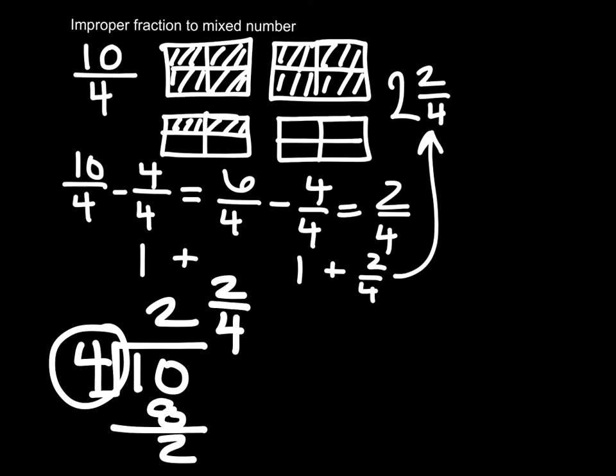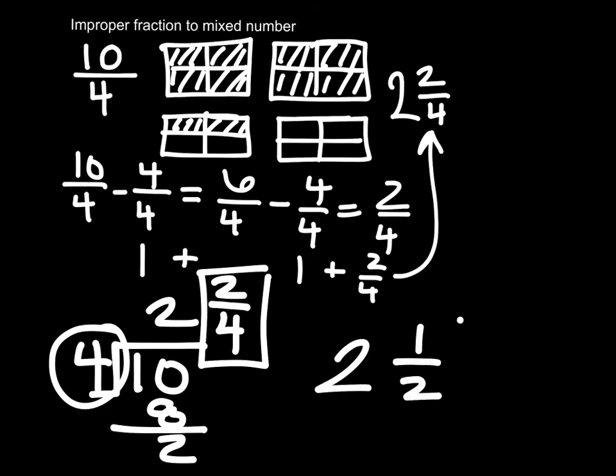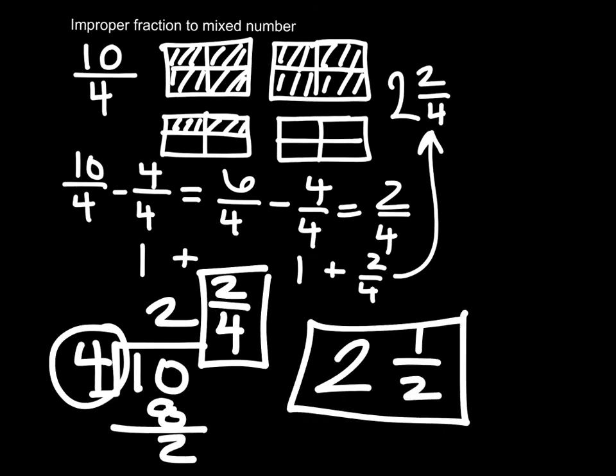Now if I were to simplify my 2/4 like I talked about earlier in the video, I would end up with 2 and 1/2, and that is the completely simplified answer. So these are 3 different ways that you're able to go from an improper fraction to a mixed number. It just depends on what works for you. You might like the drawing better, you might like just subtracting out the wholes, or you may like the long division. It's whatever works for you.